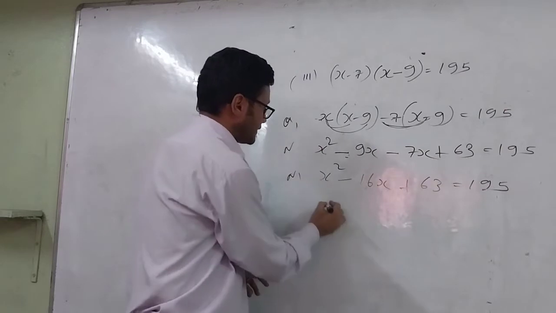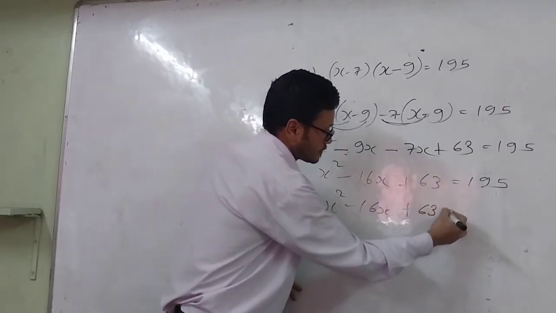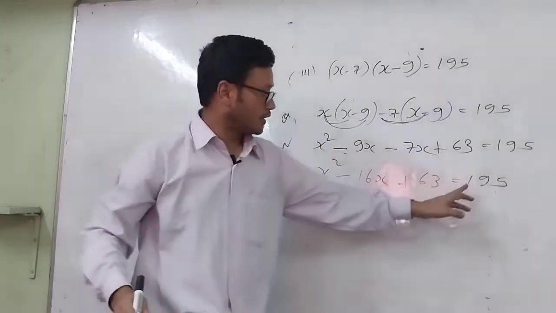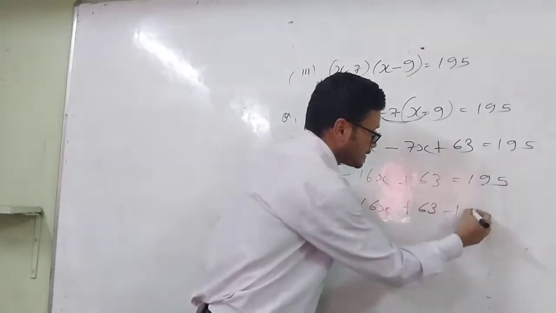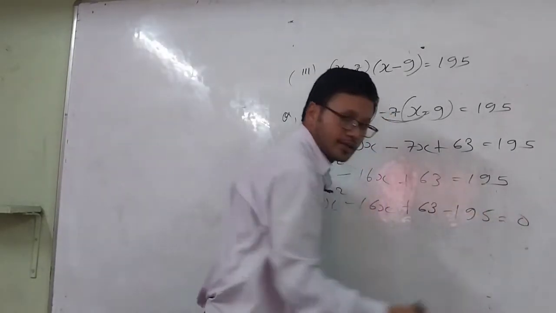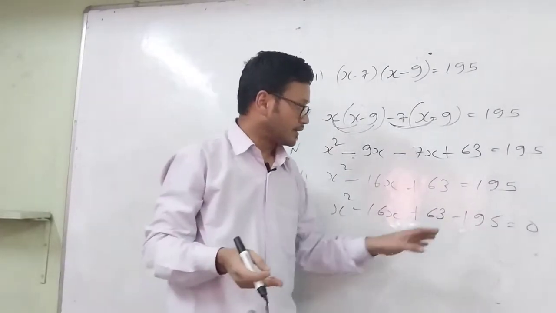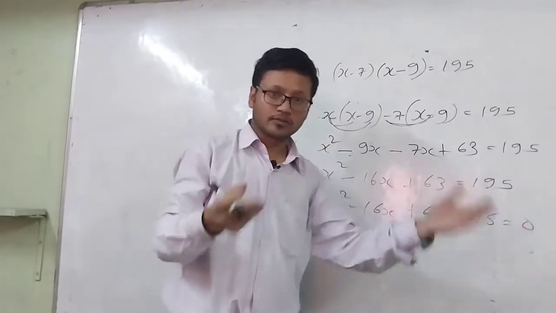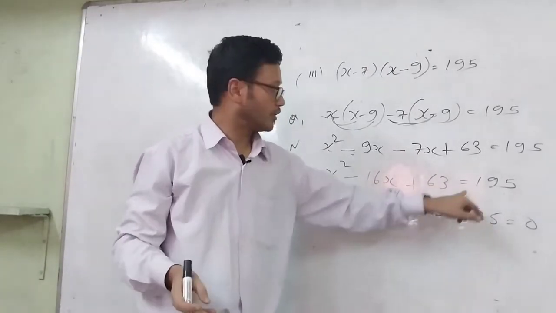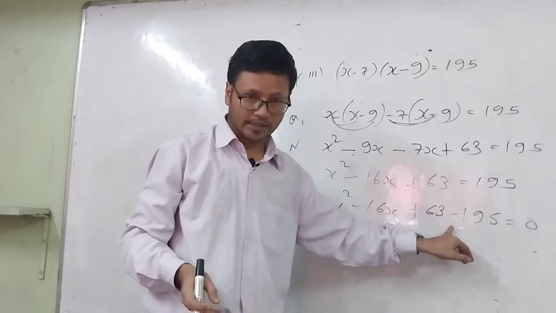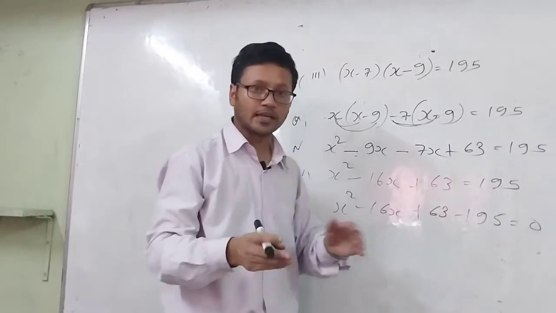Now see, x square minus 16x plus 63 equals 195. Then plus 195 we have to bring to this side. That means it becomes minus 195 equals 0. You can do it like this also. Last time I taught you that the number should be on this side. You can do that also, but write 63 the same, then plus 195 becomes minus 195. We are just bringing it to the left hand side and the sign will be changed.